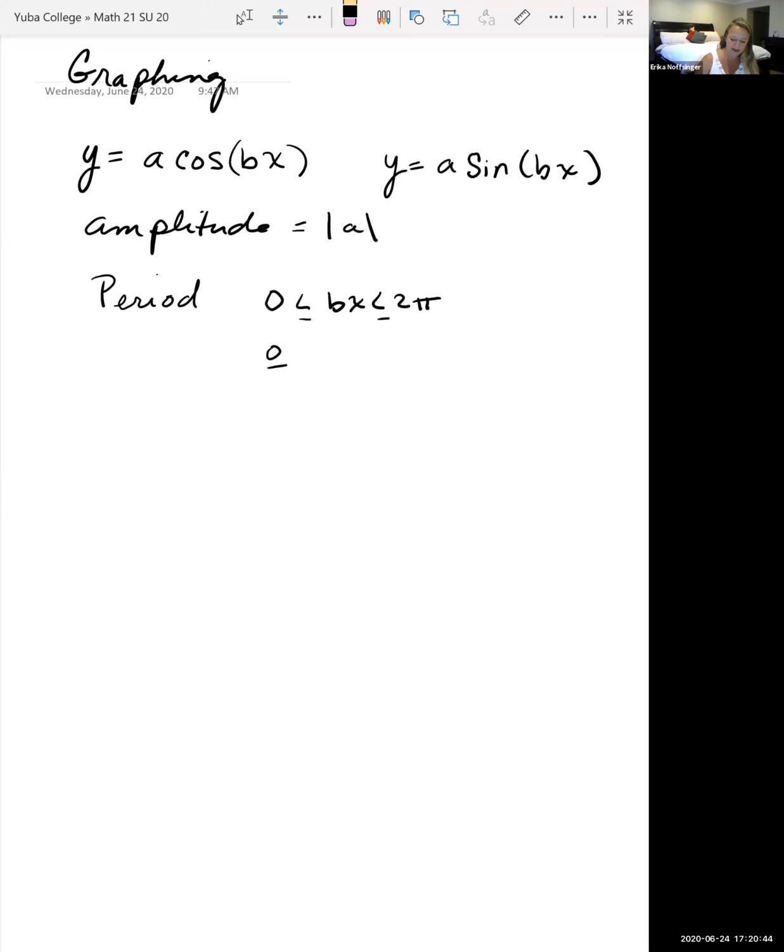Well, we get 0 divided by b is less than or equal to x is less than or equal to 2 pi divided by b. So 0 is less than or equal to x is less than or equal to 2 pi over b. Well, if I'm looking at the length of that interval starting at 0 and going to 2 pi over b, my period, that length, is 2 pi over b. So our period, and you can always find it like this, is 2 pi over b.